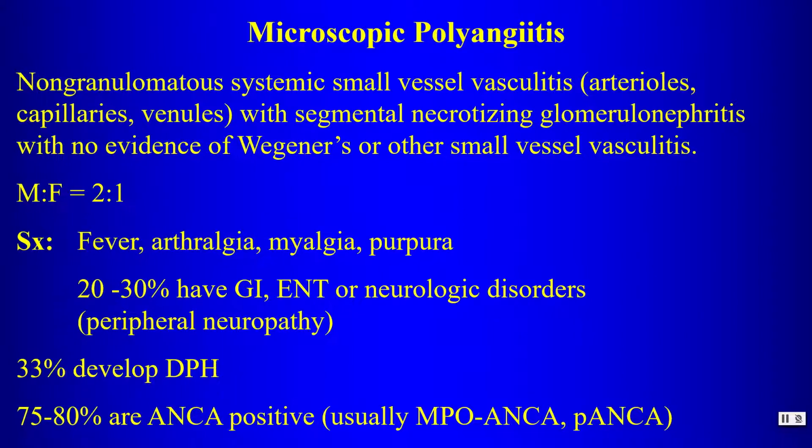They might have neurologic disorders like peripheral neuropathy. About a third of them develop diffuse pulmonary hemorrhage. 75 to 80% will be ANCA positive, usually P ANCA positive in these cases.